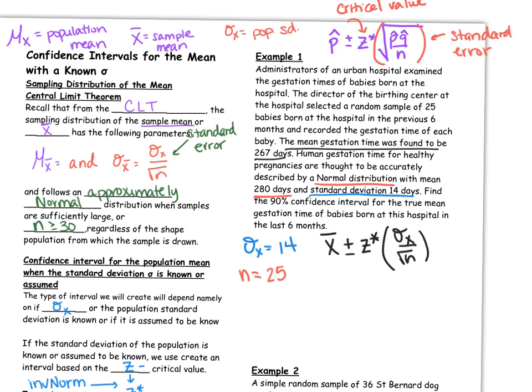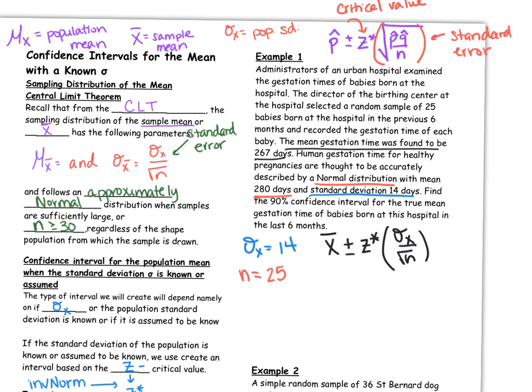280 days. Which one of those am I going to use for X bar? 267 or 280? 267. Why 267? Because you need the sample mean. What does X bar stand for again? So what kind of mean do you want? The sample mean, right? This 267 comes from the 25 women. Does everybody understand that? This 280 is the actual true mean, or what it's thought to be.